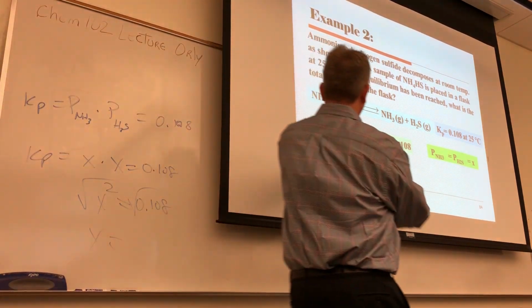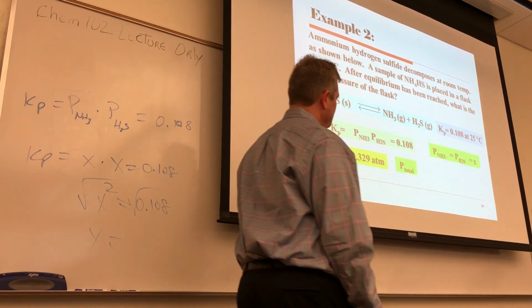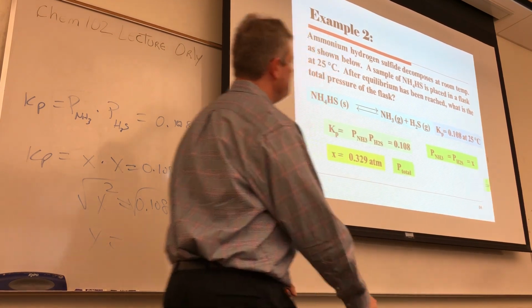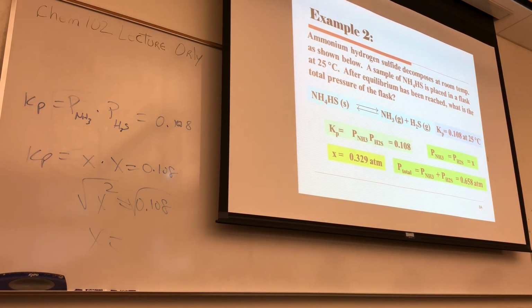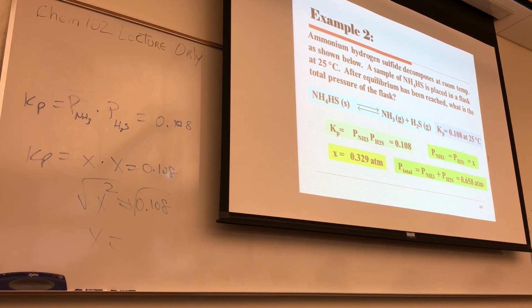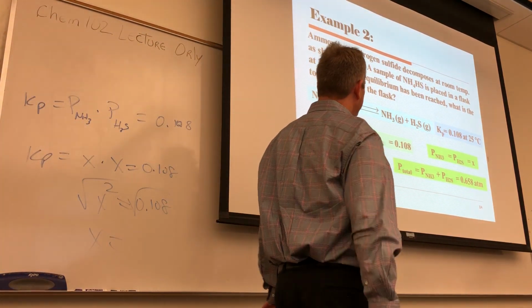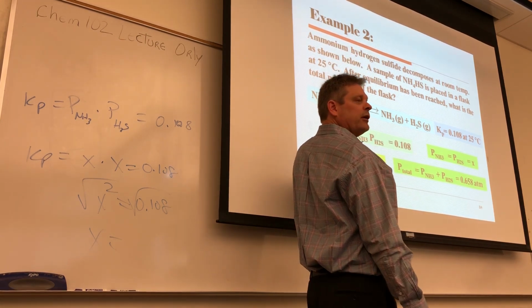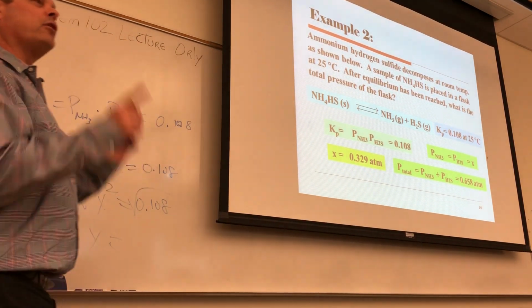So this is just the square root of 0.108, which gives you 0.329. So the P total is what? That plus this, plus that. That's my total pressure. And what did it ask us to find here? The total pressure. If it just asks for the pressure of one of these, then that's the partial pressure. It would just be 0.329 of either in this case, because both of them have a coefficient of 1.